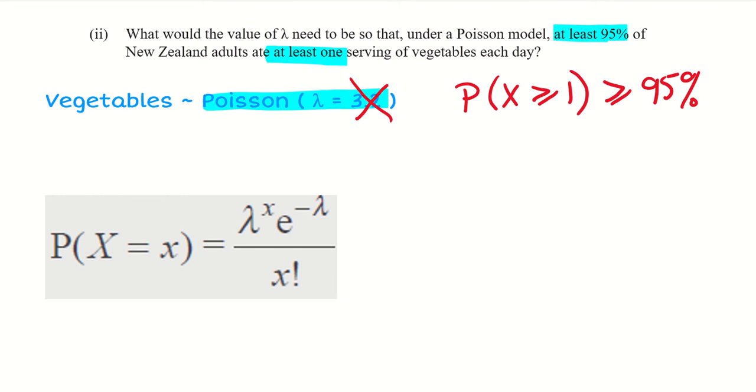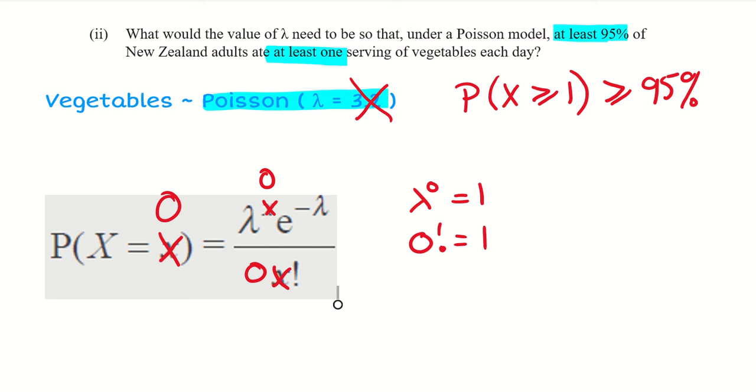The way that we do that is we want to use an x value of 0. If I substitute in an x value of 0, then lambda to the power of 0, anything to the power of 0 is 1, so that will simplify to the number 1. 0 factorial is also going to simplify to the number 1. So by having a probability of x equal to 0, I can simplify this formula on the right hand side.